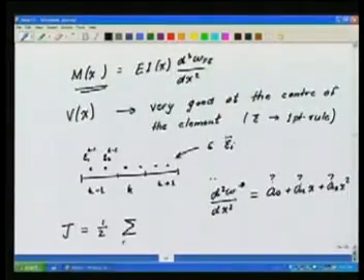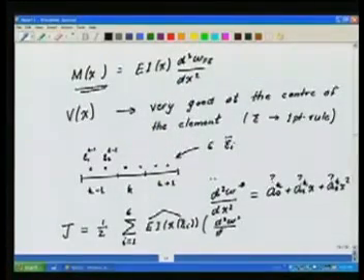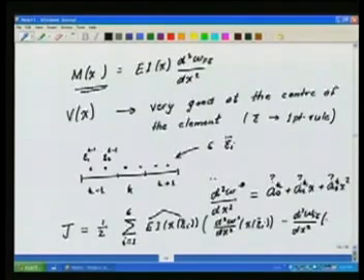So I am going to define a J, which is the sum over I equal to 1 to 6, corresponding to the element k, of E I at the point x corresponding to the point psi I bar, into d2w star dx squared at the point x corresponding to psi I bar, minus d2w FE dx squared at the point corresponding to psi I bar, whole squared.